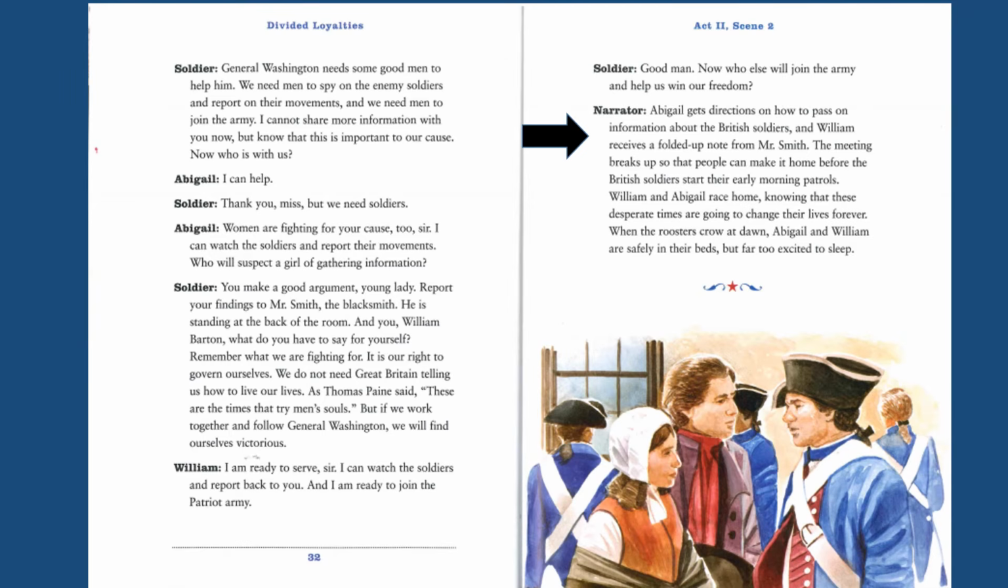Abigail gets directions on how to pass on information about the British soldiers, and William receives a folded up note from Mr. Smith. The meeting breaks up so that people can make it home before the British soldiers start their early morning patrols. William and Abigail race home, knowing that these desperate times are going to change their lives forever. When the roosters crow at dawn, Abigail and William are safely in their beds, but far too excited to sleep.